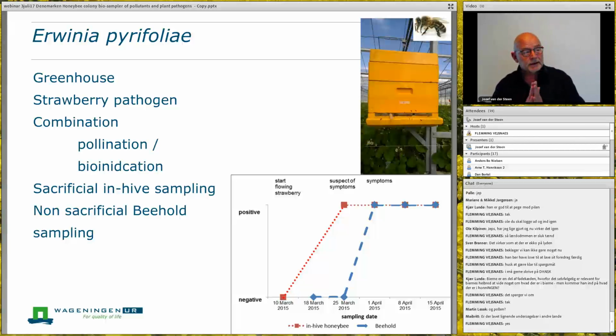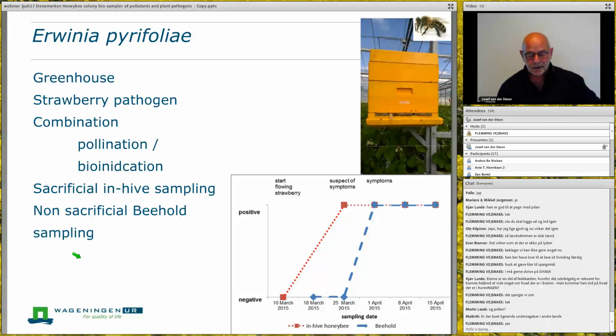Another subject, Erwinia amylovora. Erwinia amylovora is a bacterium that causes an infection in strawberry in glasshouses. Bees are applied for pollination in the glasshouses. So they collect pollen, they collect nectar, if it's there. And doing this, they also collect plant pathogens.